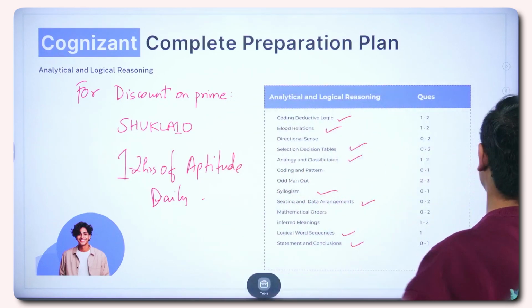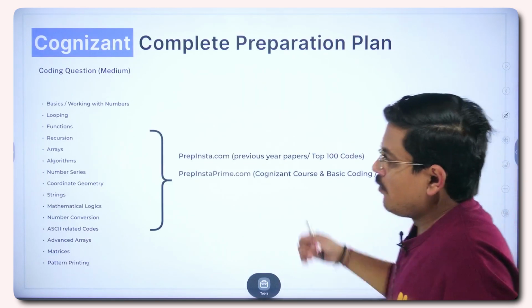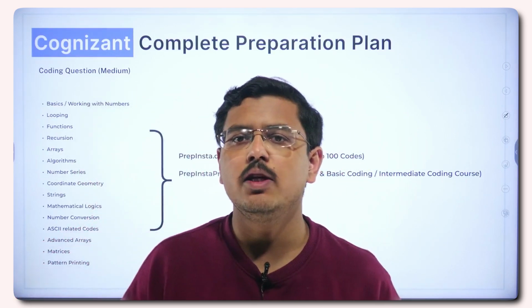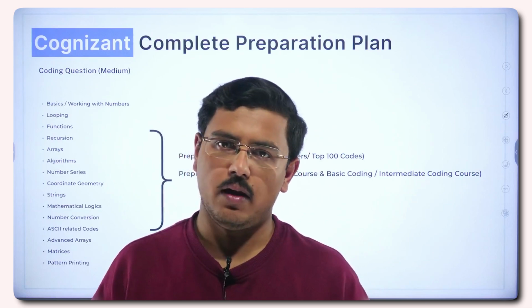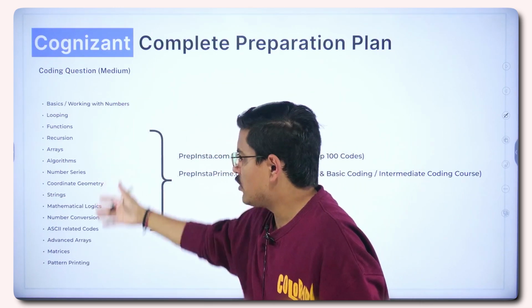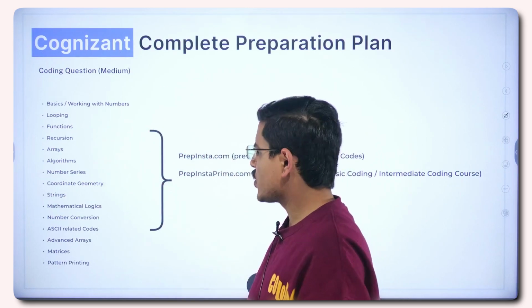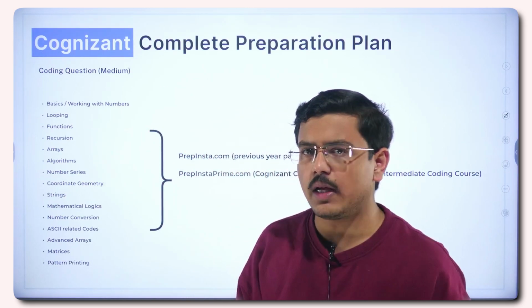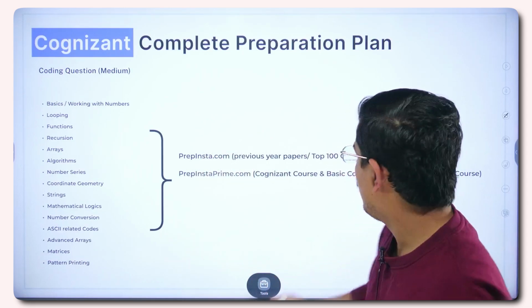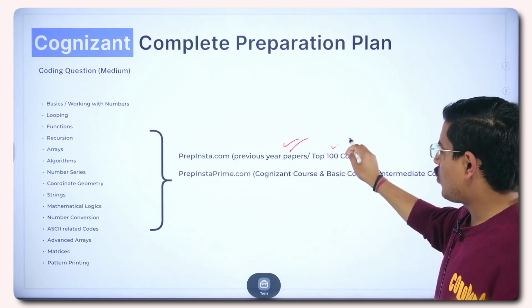Now let's move ahead. When it comes to the coding questions, they need your attention from the basics as well. Because one question is coming from the medium category, it would come from these topics, which are looping, functions, recursions, strings, matrices, and pattern printing. Now, how do you cater to all these topics? Very simple. Either go to previous year papers or go to top 100 codes.